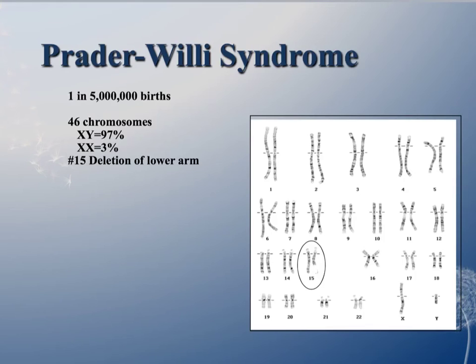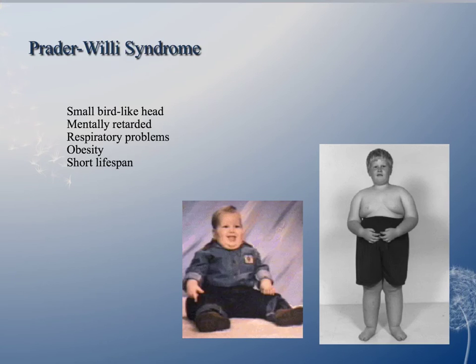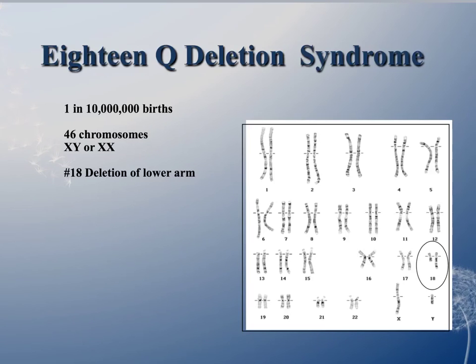Prader-Willi Syndrome is having a deletion of part of a portion of chromosome number 15. So this does happen more often in males than it does in females. Symptoms of Prader-Willi include having a small bird-like head, mentally retarded, having respiratory problems, obesity, and a short lifespan.